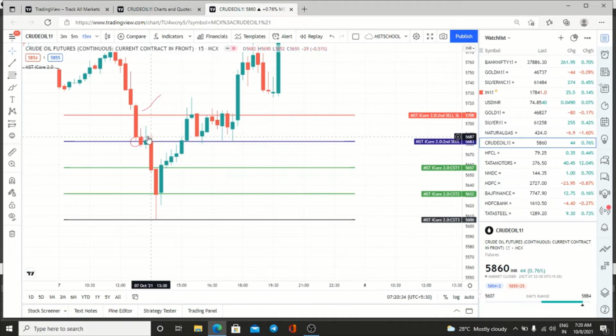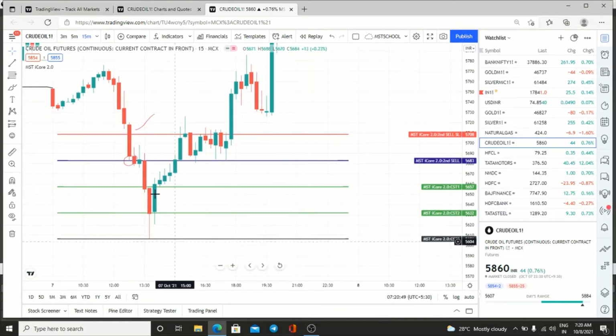Now you could have entered here with two lots at 5683 for the targets of 5657. See, target hit, second target hit, third target also hit, only 1 point is missed. So almost all three targets were done in the second entry also, which means we took a loss in the first entry, but we have recovered it and are in profit since we took the double lot. The same procedure you follow for the buy entry. So this is the basic strategy.